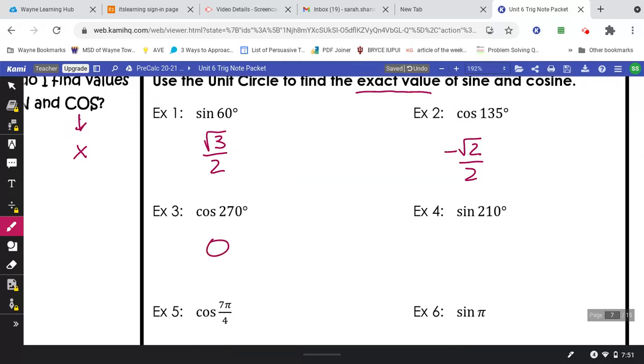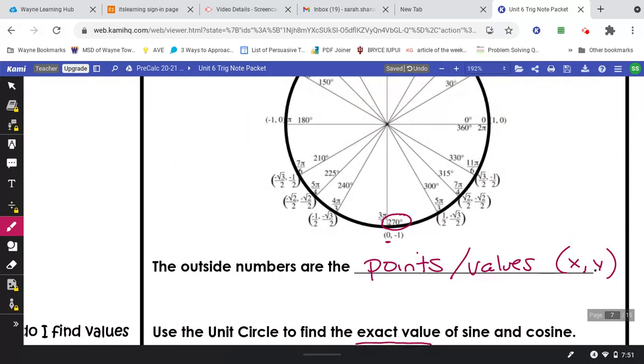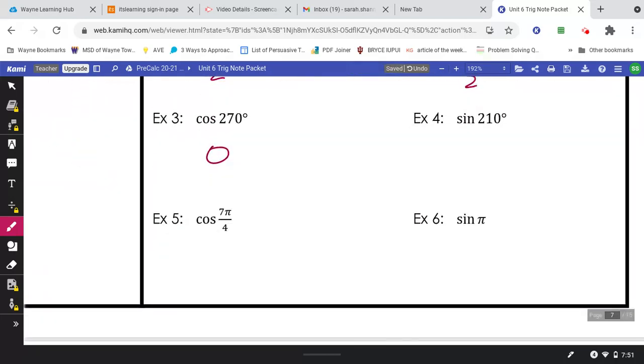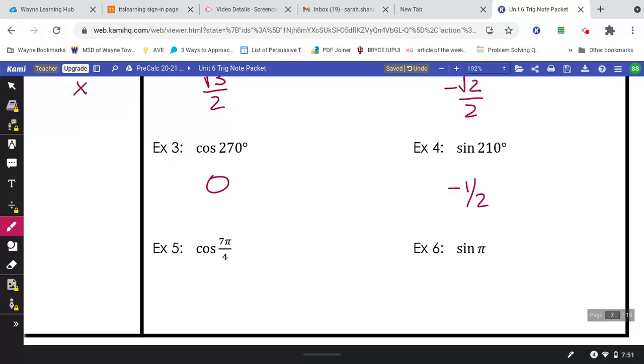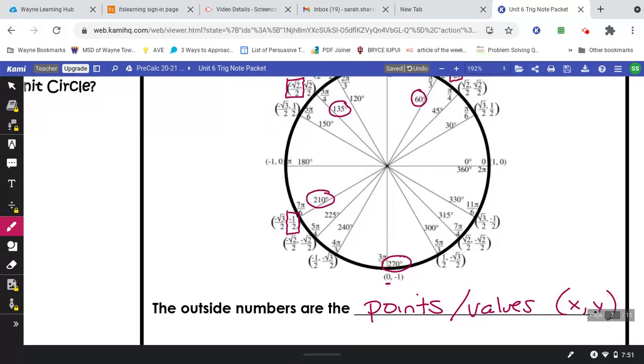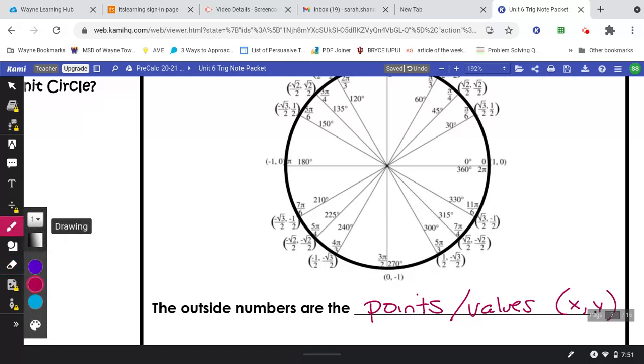Sine of 210. Here's 210. Sine is y. So you have negative 1/2 as your answer. Works the same way for the radians. Cosine of 7 pi over 4. 7 pi over 4 will be down here. And we're looking for cosine, x, which would be square root of 2 over 2.